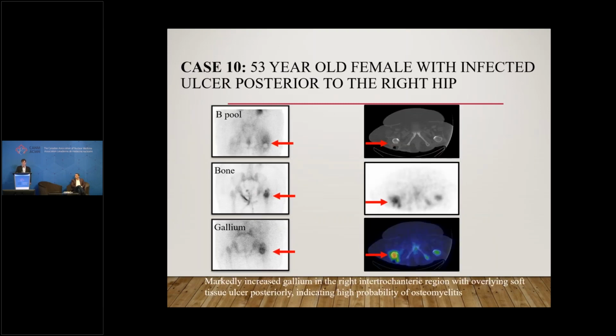And then this is a 53-year-old female with infected ulcer posterior to the right hip. We clearly see on the top right corner there is a deep ulcer. The bone and gallium scan shows increased activity, and we can clearly see on the SPECT CT that the right proximal femur shows intense gallium accumulation. The right intertrochanteric region was actively infected with an overlying soft tissue ulcer, so that indicates positivity for infection.